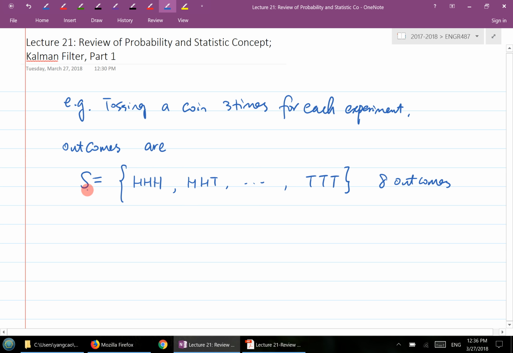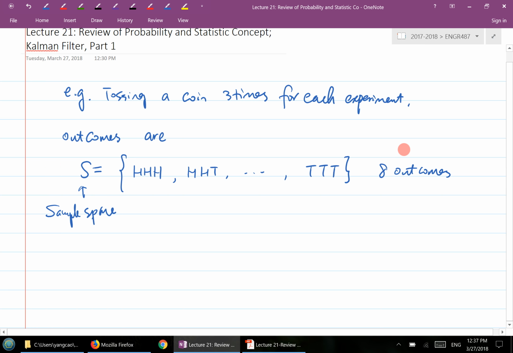This S here is called the sample space. Now, based on this experiment, let capital X, the so-called random variable, be the number of heads.